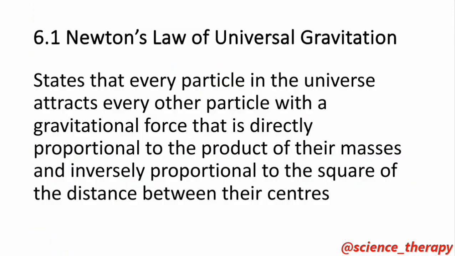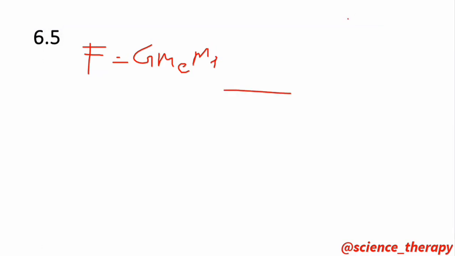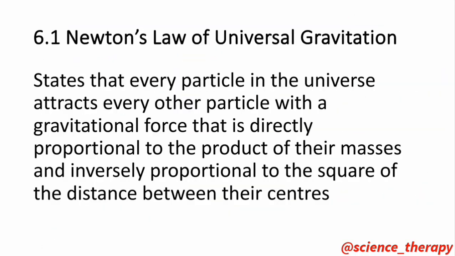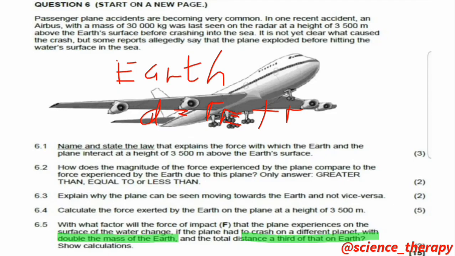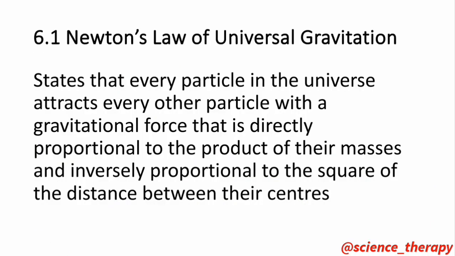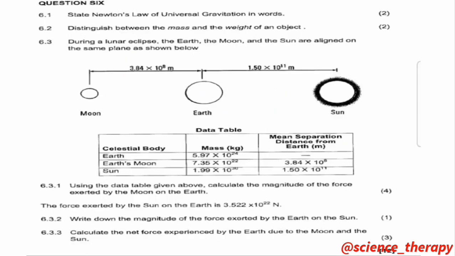Show calculations. So now let's check again. Let's see the original formula. The original formula, we have it as F is equal to G, let's say this is the mass of the Earth, and this will be the mass of the plane, right? So what are they saying here? They say, with what factor will the plane experience? So mass of the plane, yes.